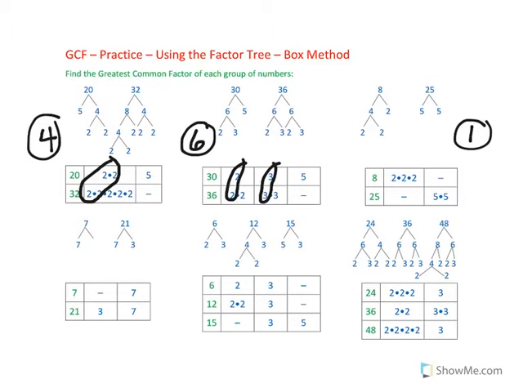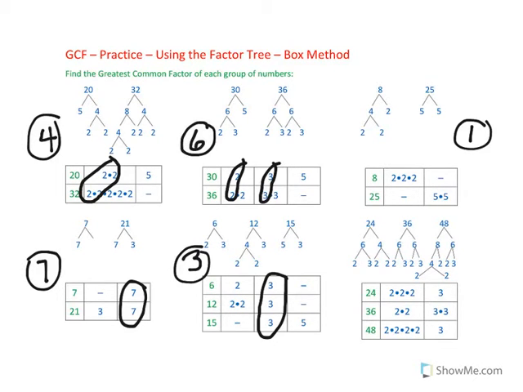For 7, I didn't write 7 times 1 because 1 is not prime, and I just want to put down prime numbers. So 7 is just 7, and 21 is 3 and 7. I have a pair, and 7 is your greatest common factor. For 6, I get 2 and 3, and 12, I get 2 times 2 times 3, and 15, I get 3 times 5. Well, 3 is a common factor to all 3 numbers.